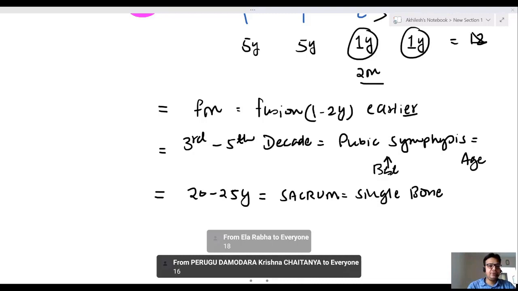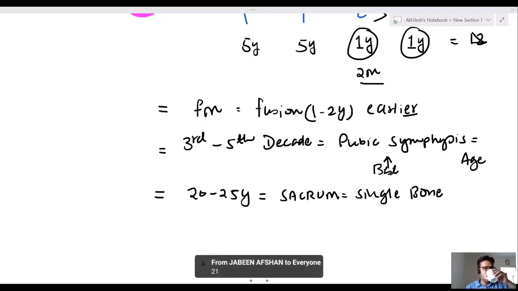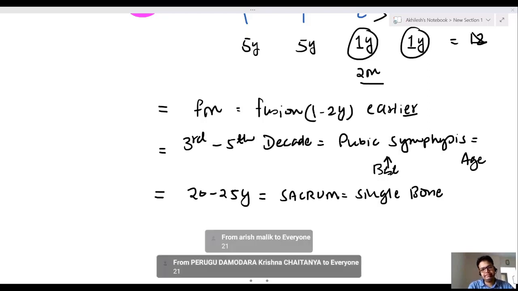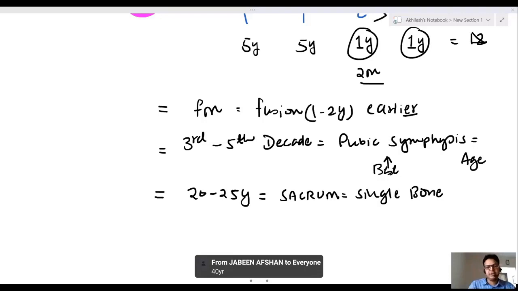Inner end of clavicle fuses at what age? 21 year of age. IIT was the trick. Xiphoid of the sternum fuses at what age? Xiphoid, 40 year.